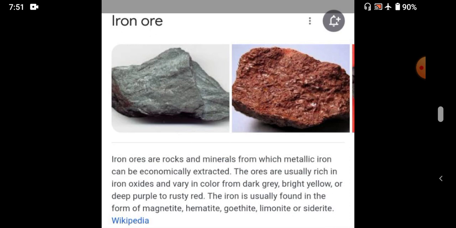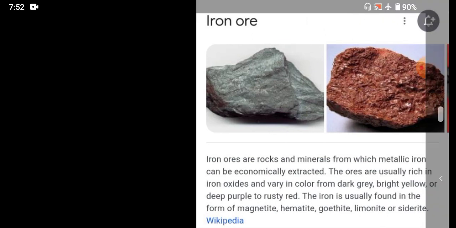The first example is iron ore. Iron ores are rocks and minerals from which metallic iron can be economically extracted. In which color is the iron ore? Iron ore is dark grey, or bright yellow, or purple to rusty red in color. Mostly dark gray. Just see this picture here, which gives examples of iron ore.